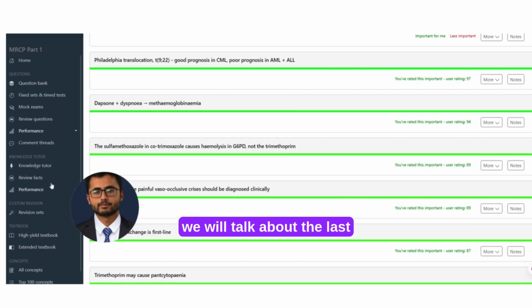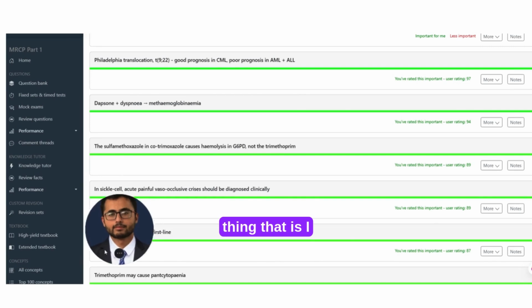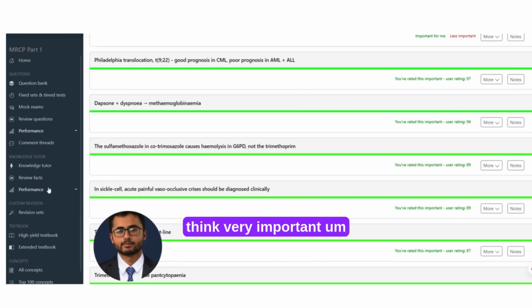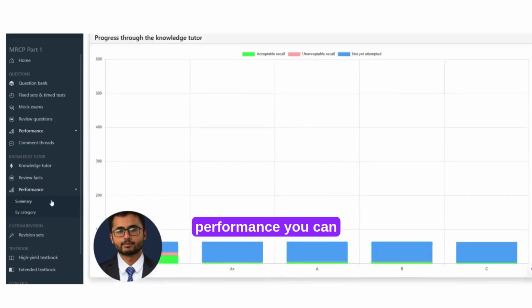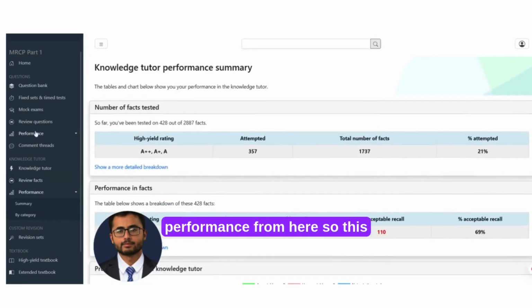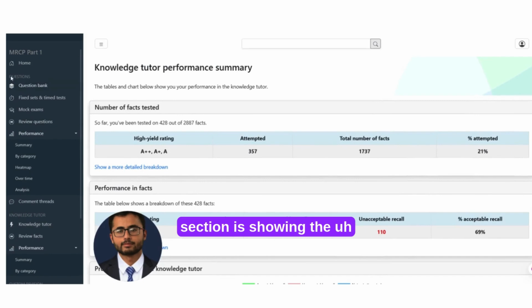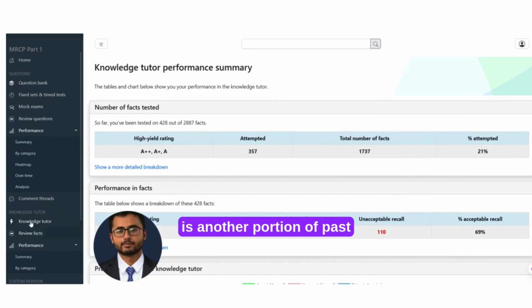Now we will talk about the last thing that I think was very helpful for me, which was this performance section. You can see the performance from here. This section is showing the performance of your question bank, and this is another portion of PastMedicine. I haven't used it too much. I gave it a try, but this is a little different, because it helps you memorize a few things, but it is not building your concepts or anything like that.